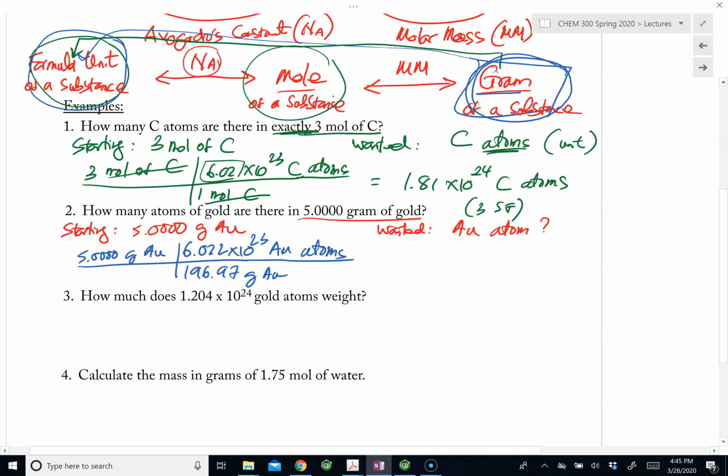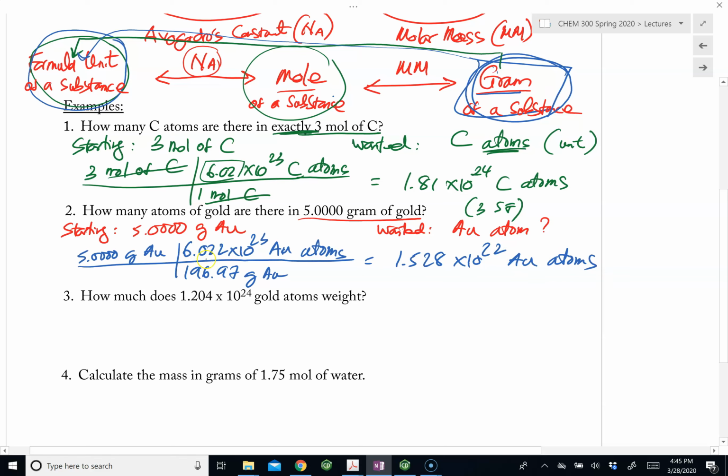In 1 mole of gold, which weighs 196.97 gram of gold, there will be 6.022 times 10 to the 23rd gold atom in it. So in this case right here, that will be the one method of how to solve this problem. And this would then equal 1.528 times 10 to the 22nd gold atoms.